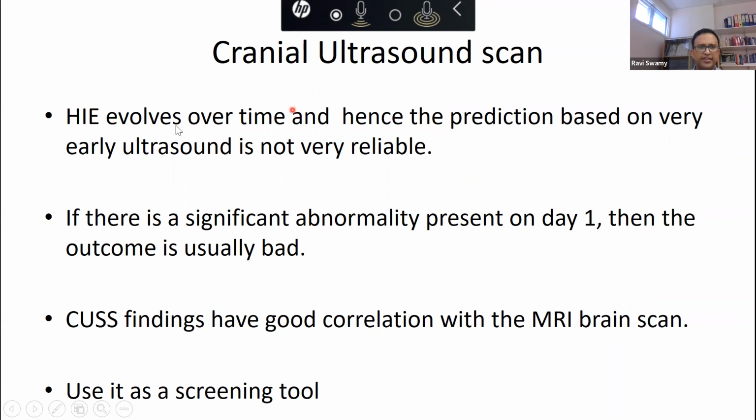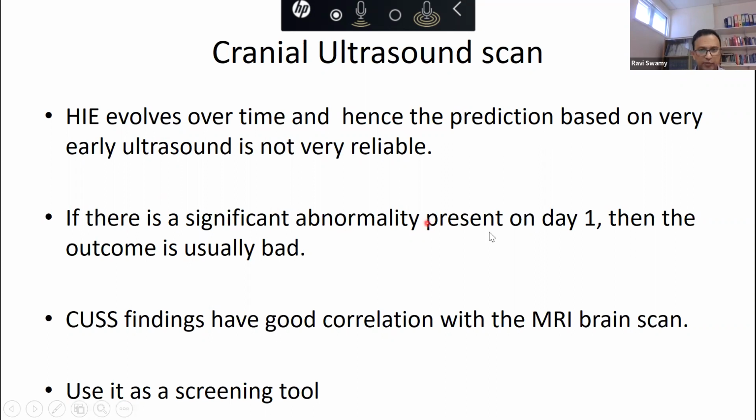As I wait, I'll just summarize. So HIE is something which will keep evolving. It is not stagnant. It will keep evolving over time, and hence prediction on ultrasound is not reliable. That's why we say don't rely on ultrasound. Always look for an MRI.